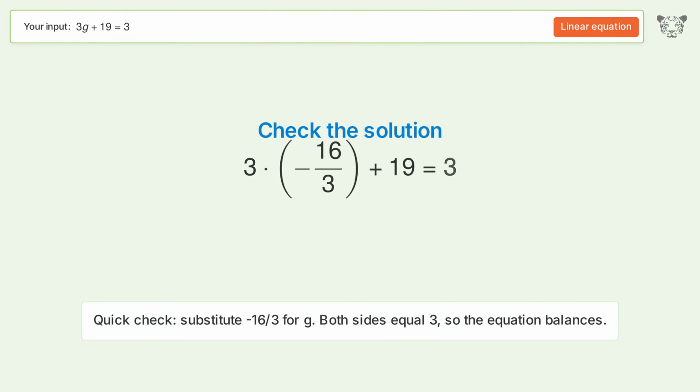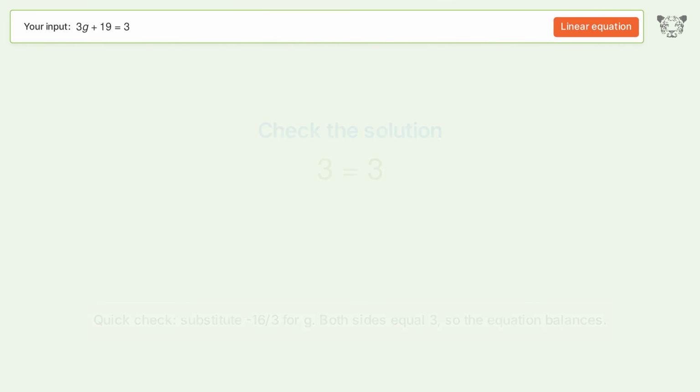Quick check. Substitute negative 16 over 3 for g. Both sides equal 3, so the equation balances. So, g equals negative 16 over 3.